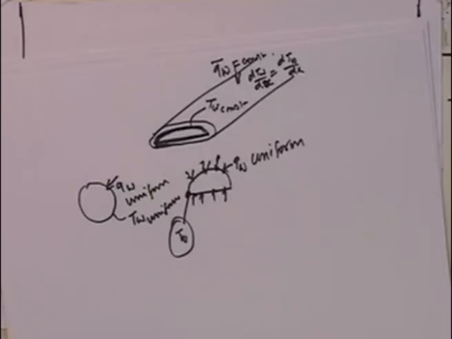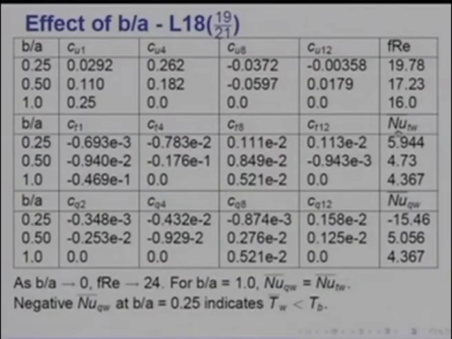So, for a circular duct, that is B by A equal to 1, you get 4.367 as Nu T wall bar, and the same value is predicted also by specifying constant heat flux, and the coefficients turn out to be the same. You will see that in the constant T wall case CT1 is finite and CT8 is finite, but in the constant heat flux case only CQ8 is finite.